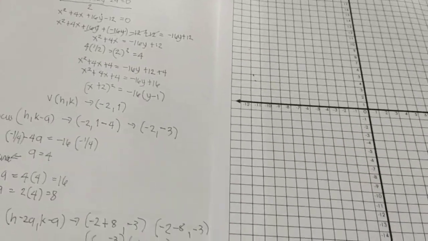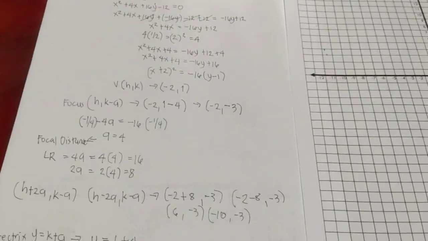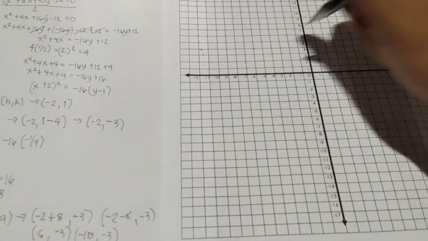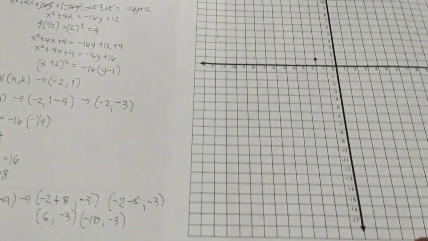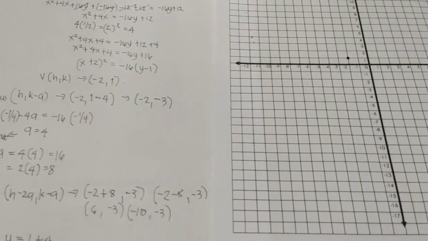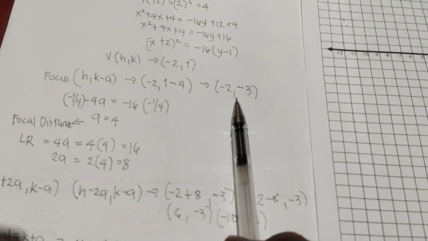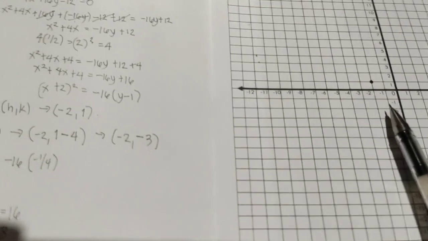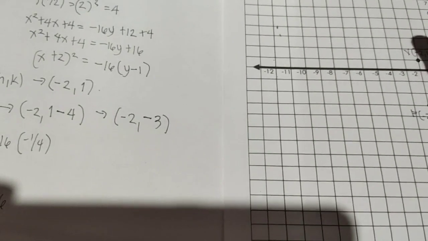Then next, we are going to graph the parabola. First, we need to plot the vertex of the parabola, which is negative 2, comma, 1. So we have here negative 2, comma, 1. And then we need to plot the focus of the parabola, which is negative 2, comma, negative 3. So this is the vertex, negative 2, comma, 1. And this is the focus, negative 2, negative 3.